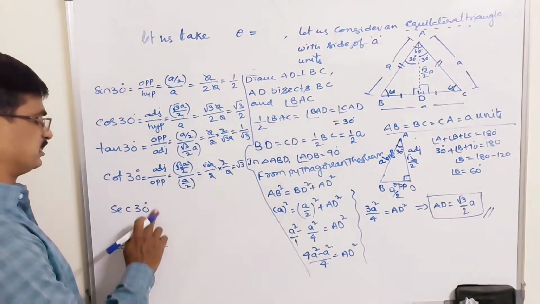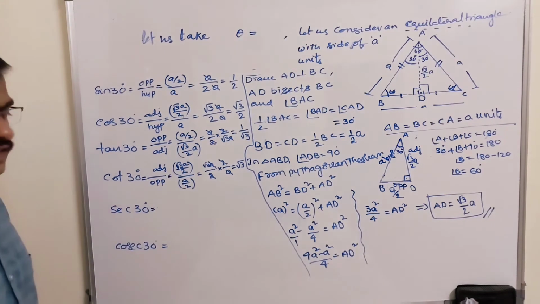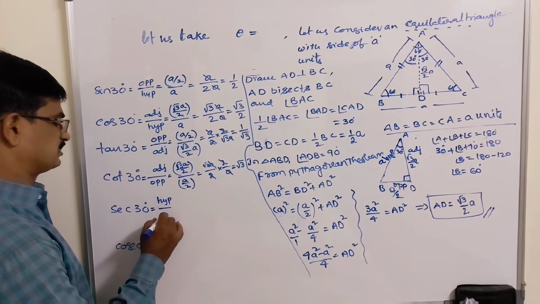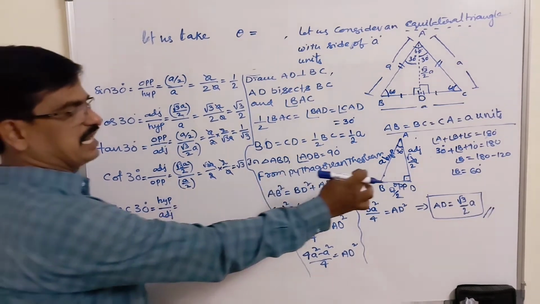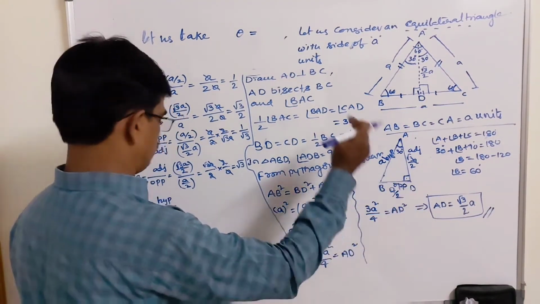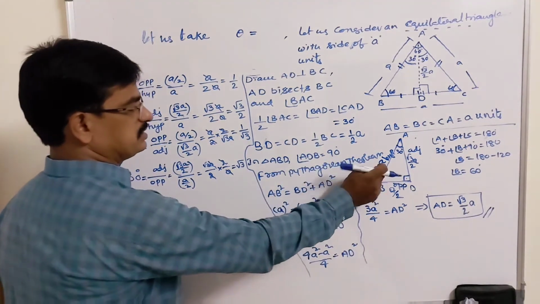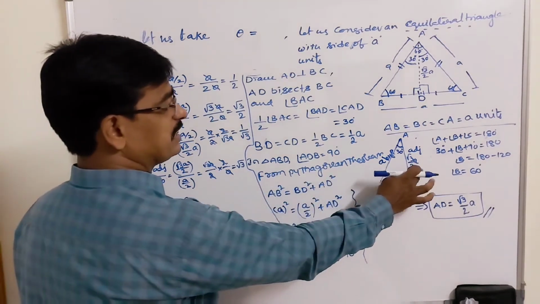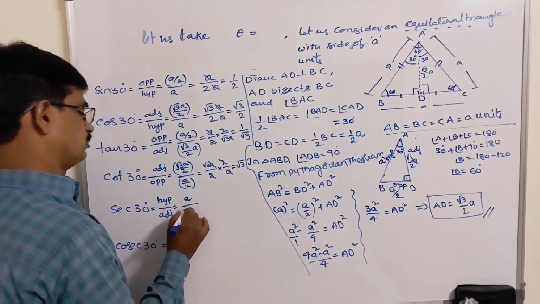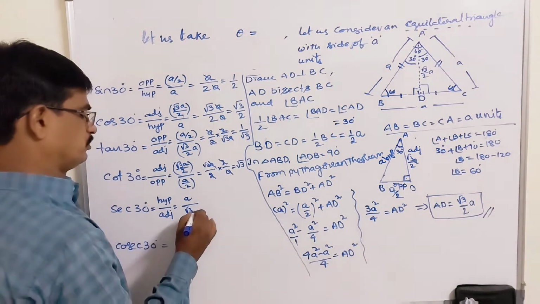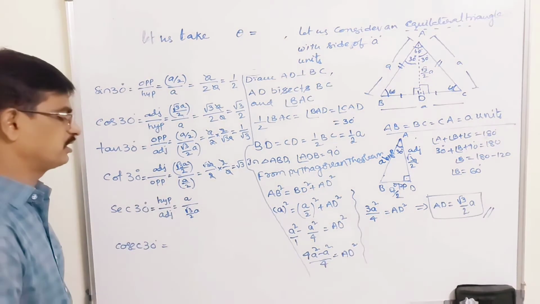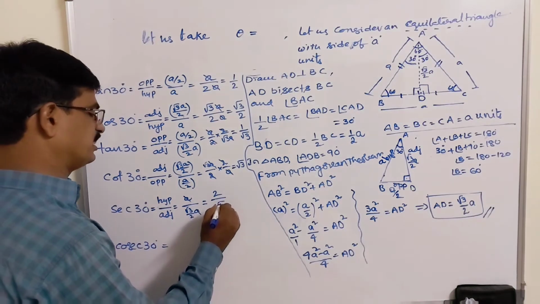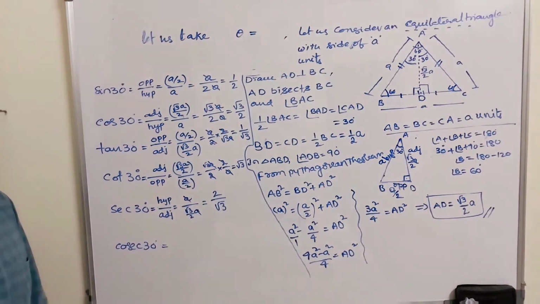Now secant 30. Secant 30 is equal to, the definition is hypotenuse by adjacent side. So from the triangle ADB, hypotenuse is a, adjacent side is root 3 by 2 a. Okay, then a cancels out, then we get 2 by root 3.